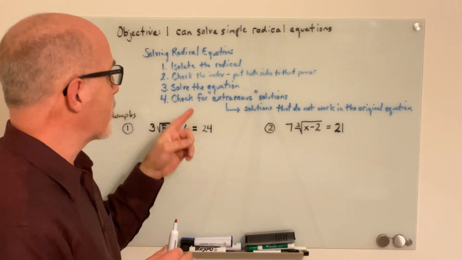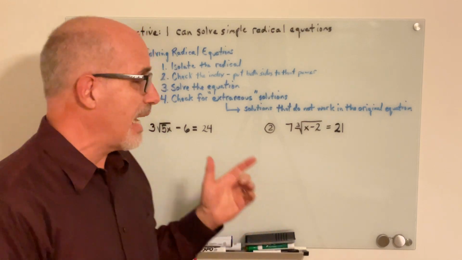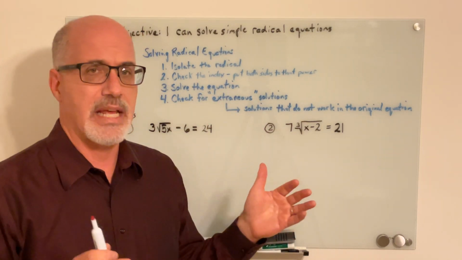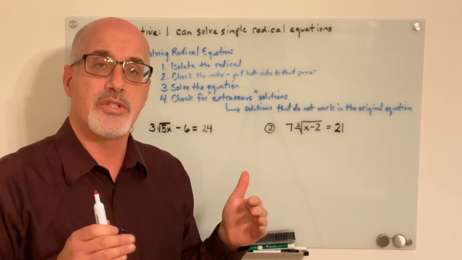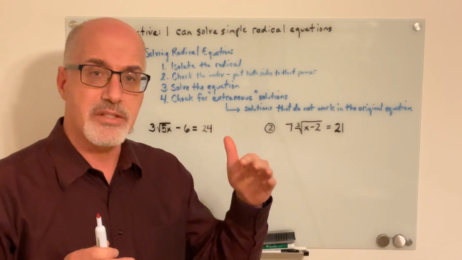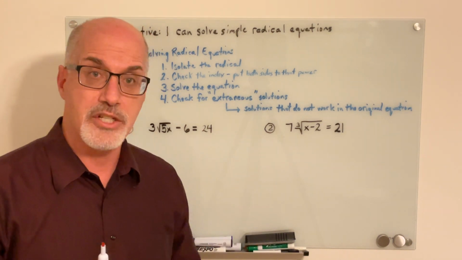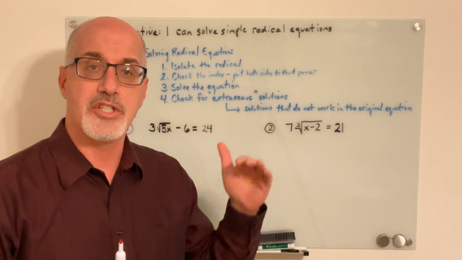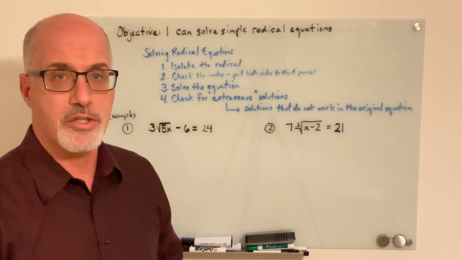radical. You're going to solve the equation that results, and then you're going to check for what are called extraneous solutions. Now, we're not going to have any in this one, but extraneous solutions are, if we do complex problems, sometimes you'll get a solution to the final equation that doesn't work in the original. So you have to go back and check to see if any of them are extraneous.